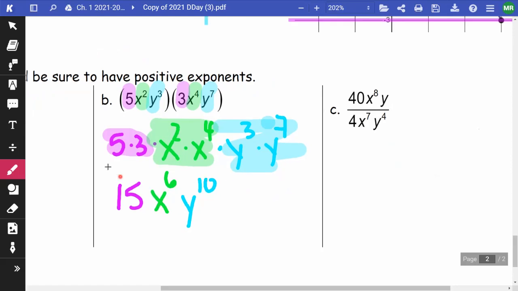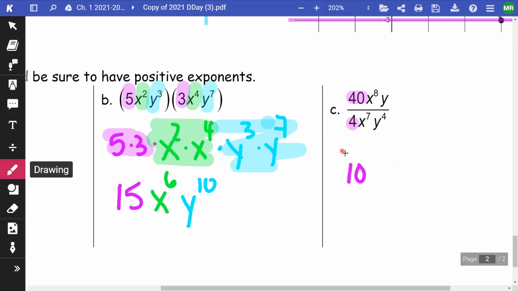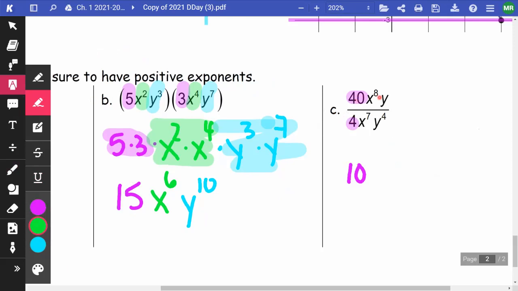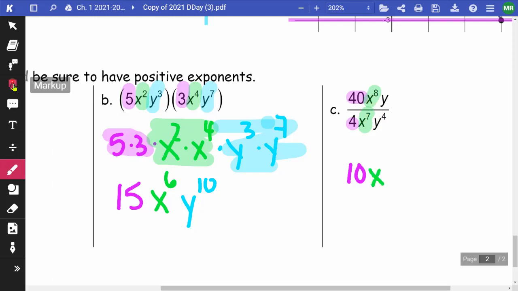On letter C, what I'm going to do is, again, my 40 and my 4. This is just normal 40 divided by 4, and 40 divided by 4 is 10. And then for my x's, I'm going to have x to the 8th divided by x to the 7th. So I can cancel out x's from top and bottom. The most I can take is 7 from the top and bottom. When I take 7 from the top and bottom, I'm left with 1 on the top. So I'm going to have x. Now, when I'm dealing with my y's, I have a y and I have a y to the 4. So I have 1 y on top, 4 y's on bottom. So I can cancel 1 on top, 1 on bottom, and I'm going to be left with 3 on the bottom. And so this is going to be y to the 3rd. And that's your answer.